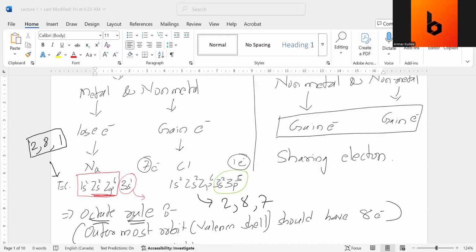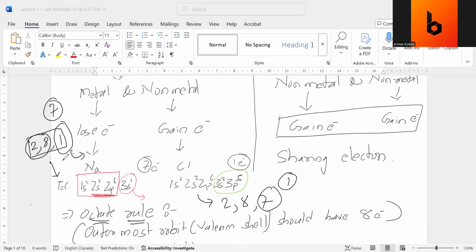Now, in this case, you need 7 electrons if you have to fill it. In this case, you need 1 electron to fill it. But it's very difficult to get 7, right? Yes, difficult sir. It is easy to get 1. And if you see, the inner shell of sodium has 8. That means its octet inside, that is the second orbit, already has 8 electrons. So it prefers to lose this 1 electron.